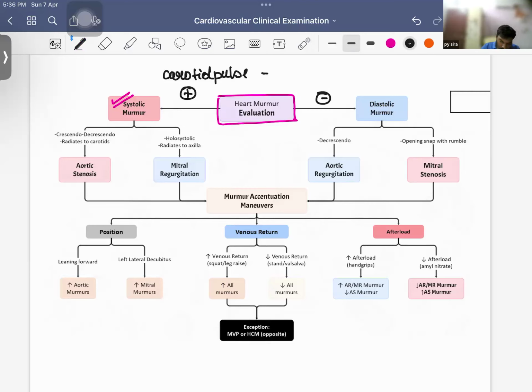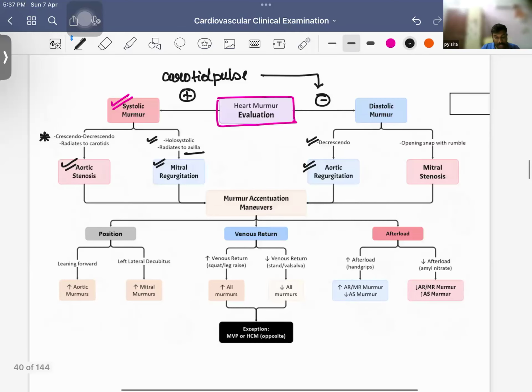When it coincides with the carotid pulse, then it is going to be a systolic murmur. If it is a crescendo-decrescendo murmur radiating to the carotids, it is going to be aortic stenosis. Whenever it is a holosystolic murmur radiating to the axilla, it is going to be mitral regurgitation. Whenever it is a diastolic decrescendo murmur, then it is going to be aortic regurgitation. Whenever it is a mid-diastolic murmur with an opening snap, low pitch, rough rumbling quality, with pre-systolic accentuation and loud S1, then it's going to be mitral stenosis.